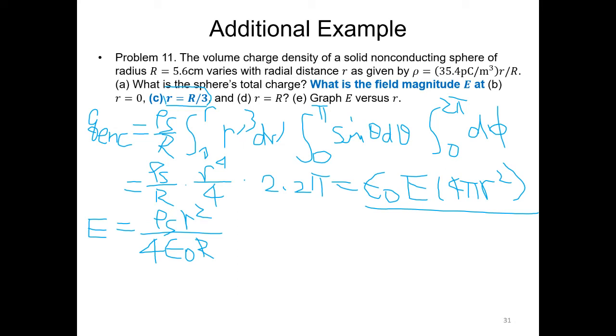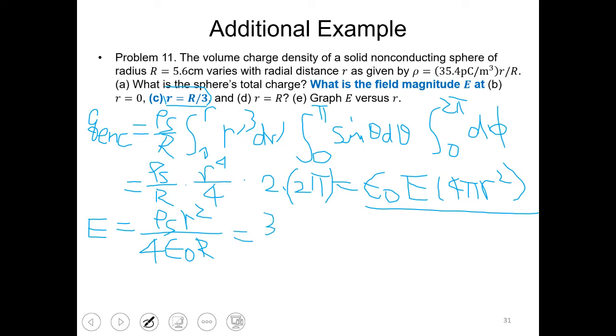So pi and pi can be cancelled, so now we don't have a pi here. R to the 4th power and r to the 2nd power, we only have r squared remaining. And we have capital R, rho s. And 4 and 4 is cancelled, so we have only this 4 left.